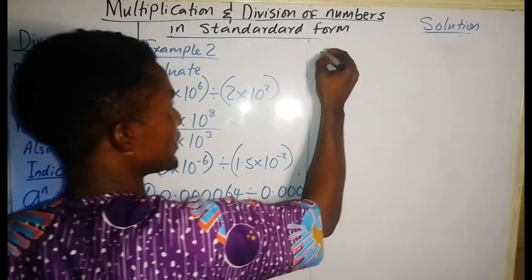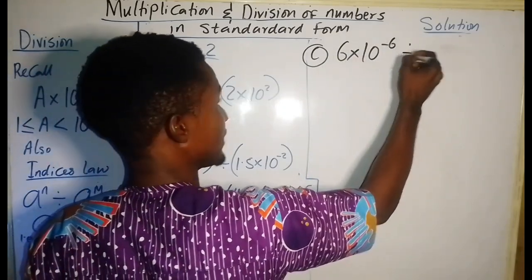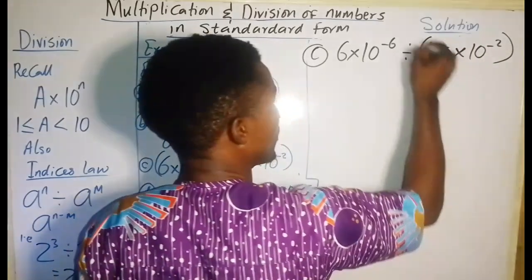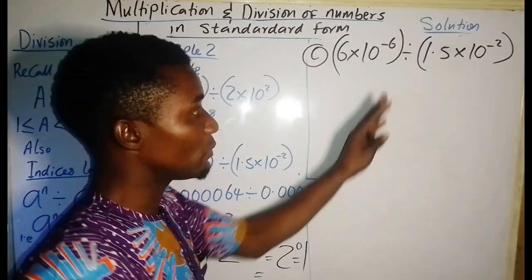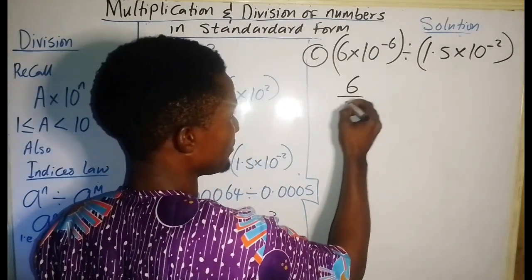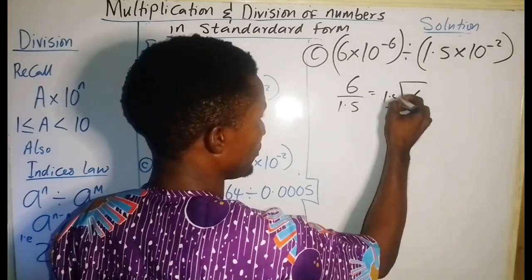So the third question says 6 times 10 raised power minus 6 divided by 1.5 times 10 raised power minus 2. So if you take a look at this exponent, they are negative exponents. All the integers are negative. So let's deal with this first one. We have 6 divided by 1.5. So let's take our division 6, 1.5.